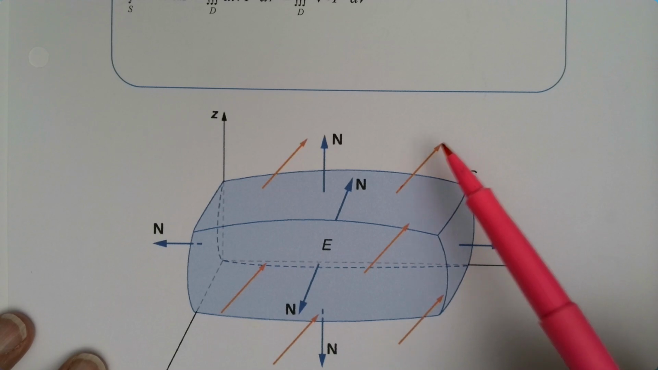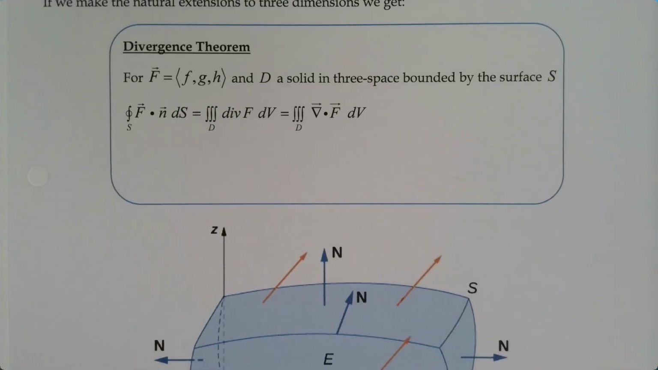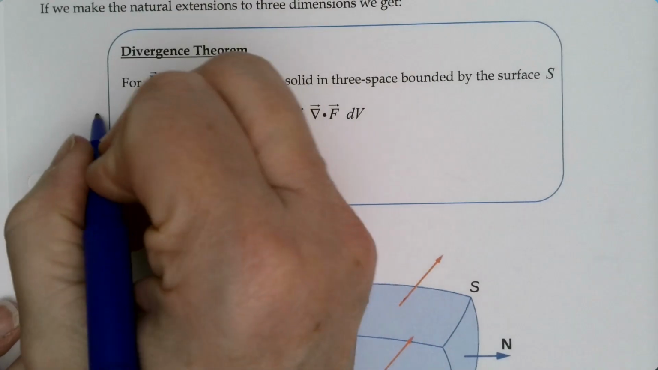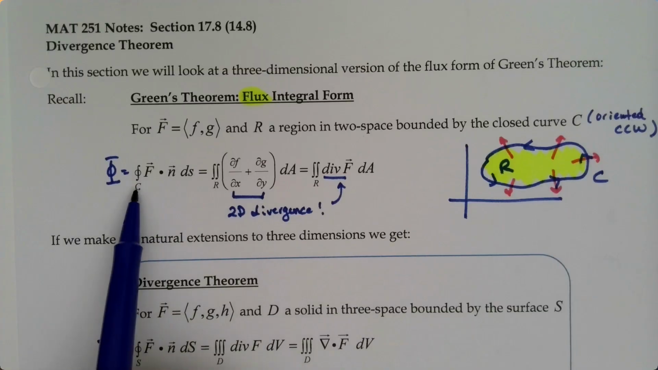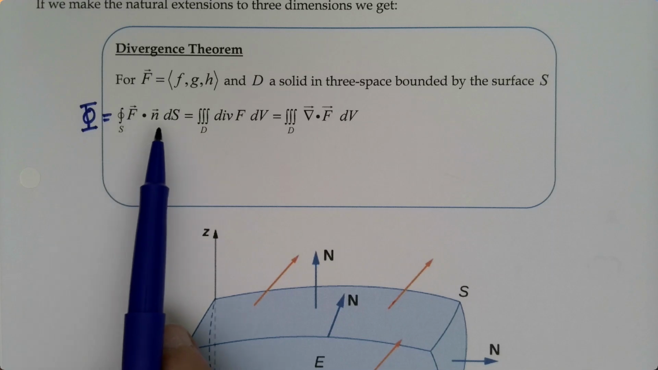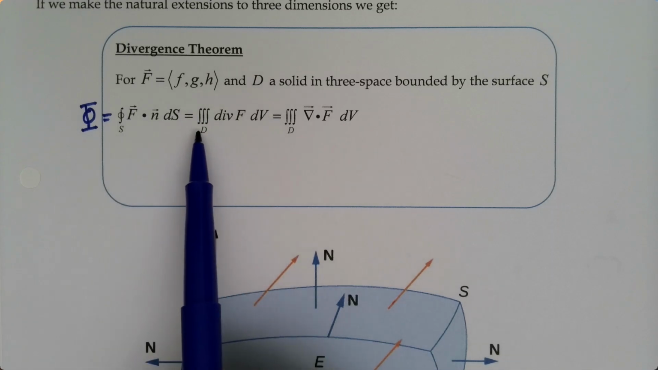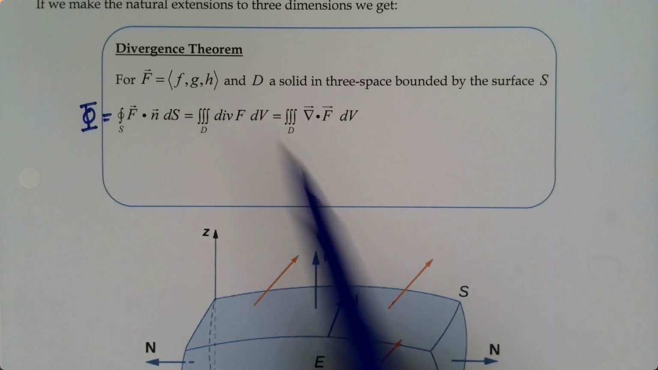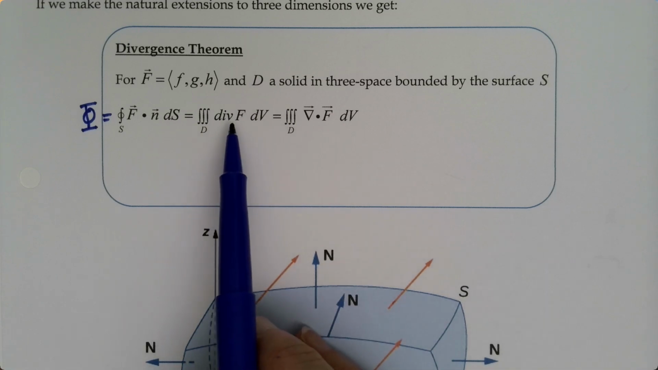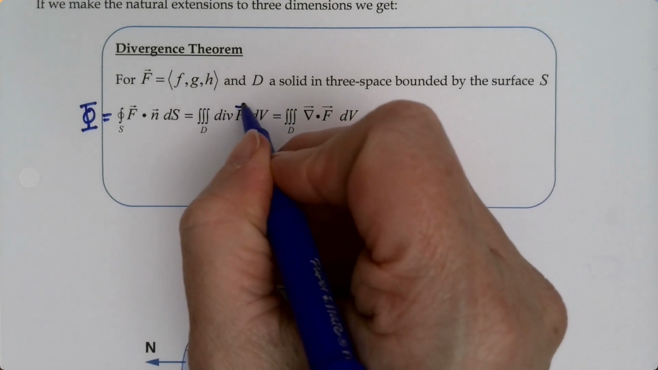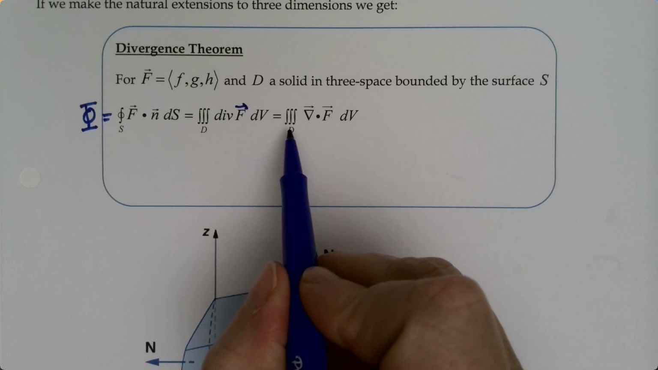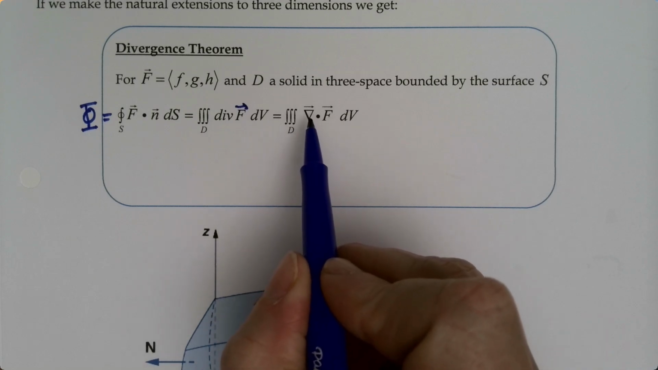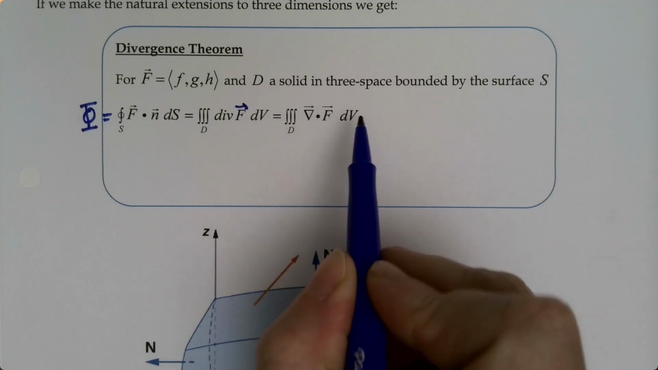All right, so then the flux will be equal to the surface integral now, as opposed to the line integral. It was a line integral for 2 dimensions, but for 3 dimensions, it'll be a surface integral. In other words, it's the triple integral over the solid of the divergence of the vector field F. That would be the triple integral of the del operator dot product with the vector field dV.